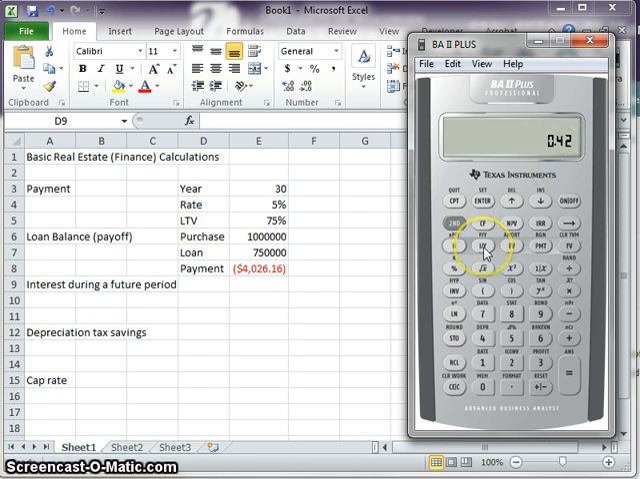So we're going to click our interest per period register there. And our present value, we would just say our million times our 0.75 equals our 750,000, and we're just going to put that in our present value, and now we will compute our payment, and we have the same value, $4,026.16. Okay, well, that's how we did it on the calculator.